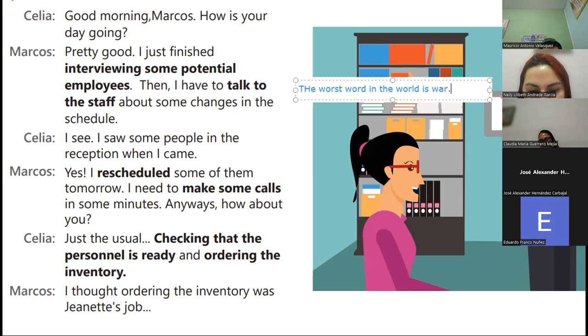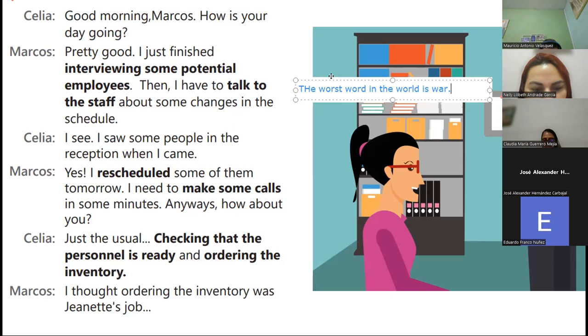Yes. Okay, now we have just a little more open our minds. And when we listen to two sounds, similar sounds together, we're not going to have any problem, okay? So this is one of those. So some, I saw some people, I saw some people in the reception when I came.